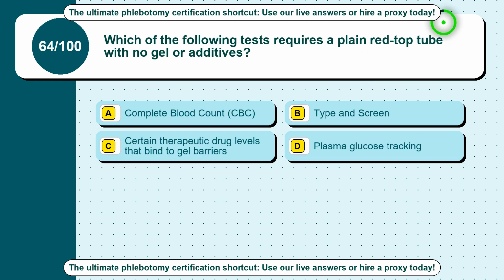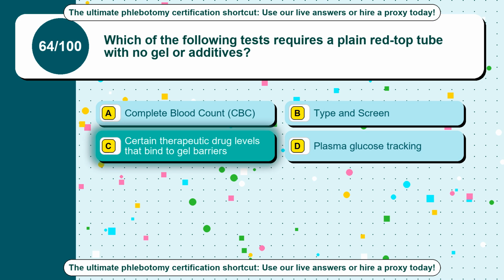Question 64. Which of the following tests requires a plain red top tube with no gel or additives? Option A. Complete blood count, CBC. Option B. Type and screen. Option C. Certain therapeutic drug levels that bind to gel barriers. Option D. Plasma glucose tracking. The correct answer is option C. Certain therapeutic drug levels that bind to gel barriers.